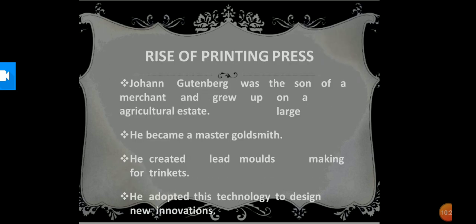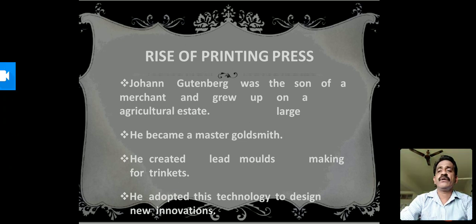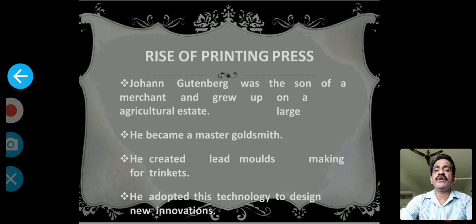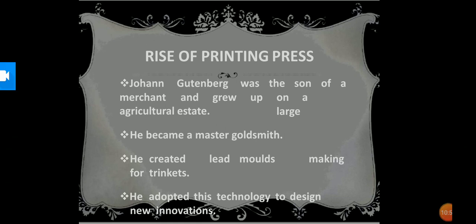Rise of the printing press. What happened? The printing press was introduced. Let us see by whom. Johannes Gutenberg was the son of a merchant and grew up on an agricultural estate. Later, he became a master goldsmith. He created lead molds for making trinkets. He adopted this technology to design new innovations. So we'll see in detail what he did.